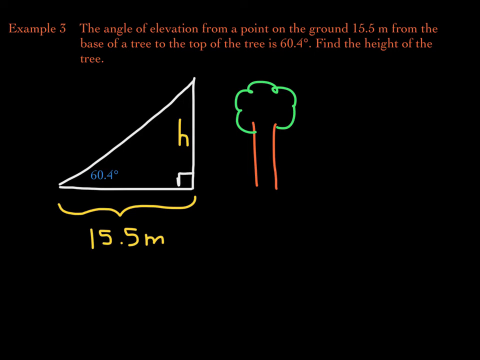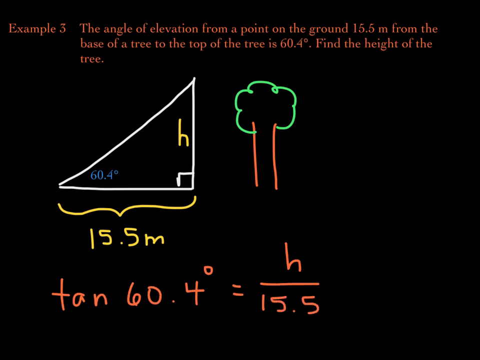So what function are you going to use now that you see that you have the side adjacent and the side opposite in this problem? This problem has to do with the side opposite and the side adjacent to this angle. I'm hoping that your mind is going toward tangent. Tangent is the function that has to do with opposite and adjacent. So tangent of 60.4 degrees would be opposite, which is H, over adjacent, which is 15.5.